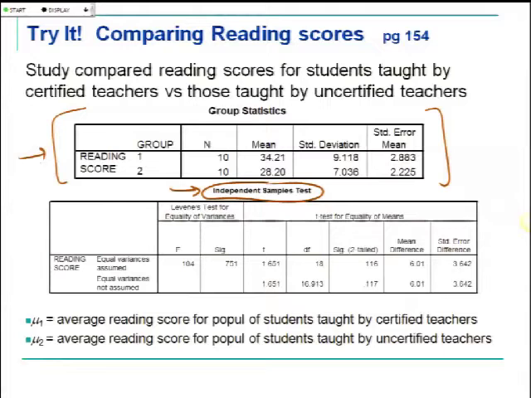And looking at the results of our samples, did it look like the certified teachers tended to lead to students getting a higher average reading score? Group number one had a higher mean, 34 versus a 28. So descriptively, it looks like the certified teachers led to having a better reading score on average for students compared to those that were uncertified. Those are our two sample means, and these are our two sample standard deviations right next to it. There's S1 and S2. Now, certainly, I should look at those two values to decide if I think I should pool or not for creating my confidence interval that I want to make here.